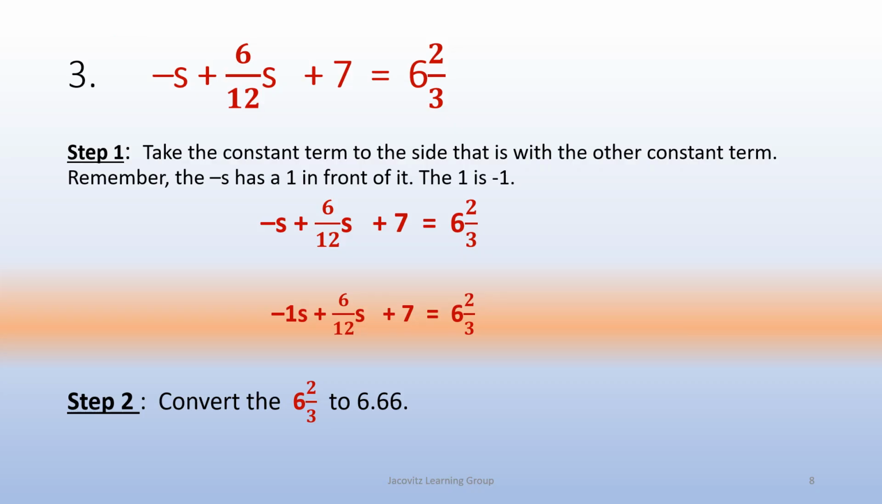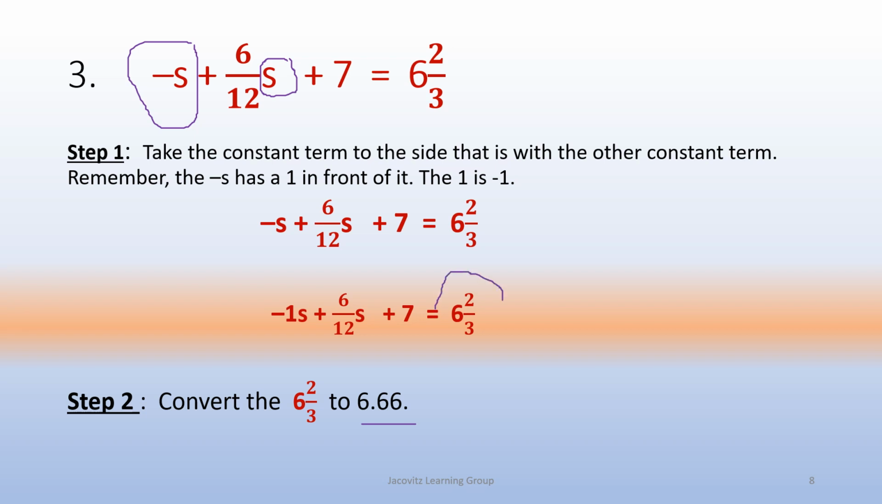Okay, same situation. This one here is an awful problem, because here's what you have. You have a negative s, or 1s, and you have a positive s over here. So you're going to take the constant term to the side that is with the other constant term. But to do that, what do you have to do? You have to change. Either you change everything into a fraction or a decimal, and on this slide I changed it to a decimal.